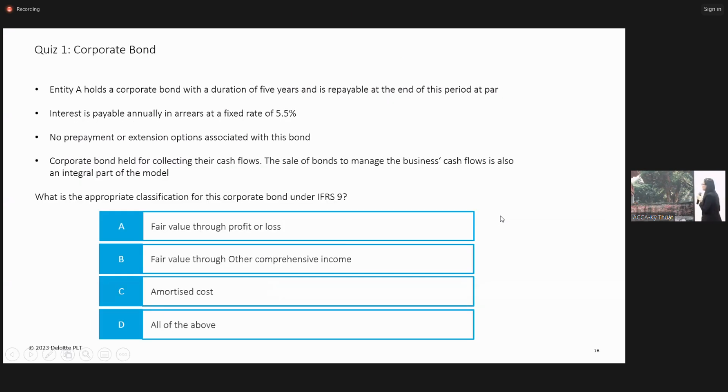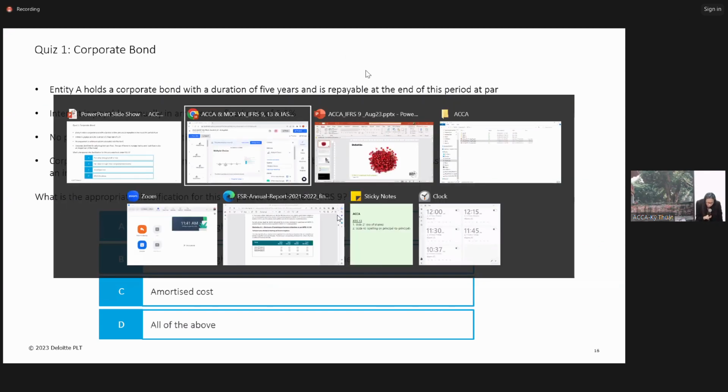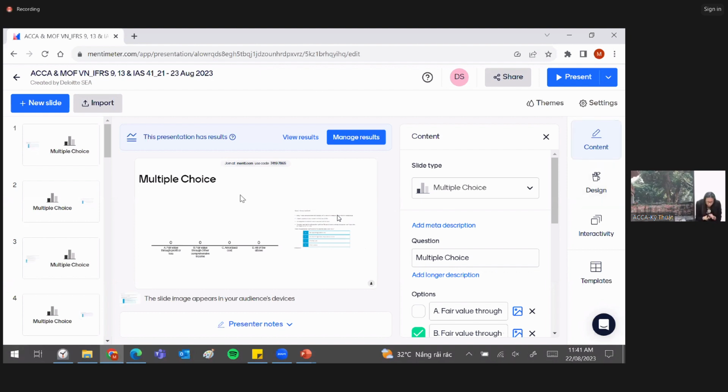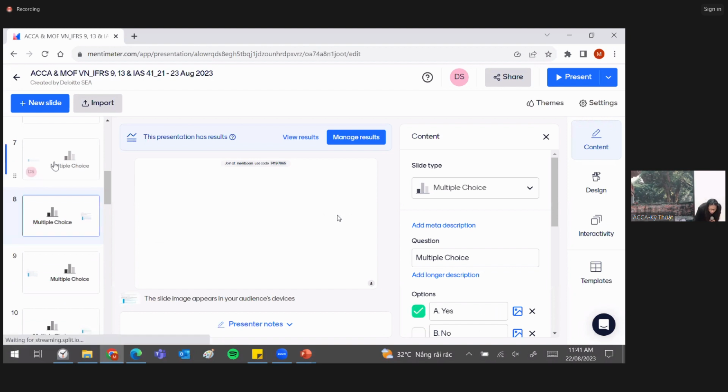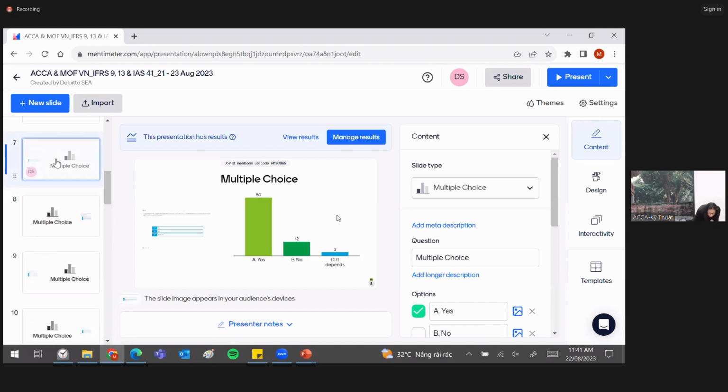Okay, so we go back to Menti, okay? So yesterday we played some game, right? And this will be the same. This will be the same number, the code.